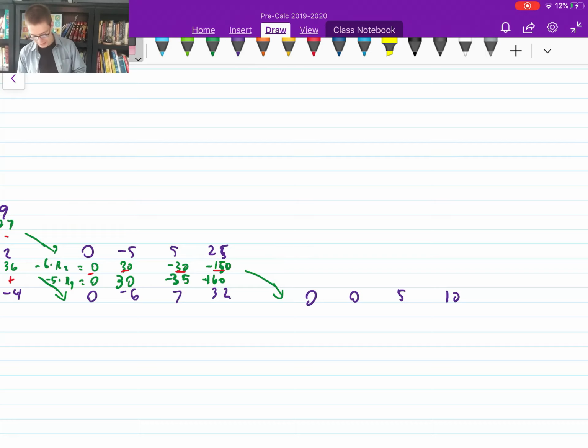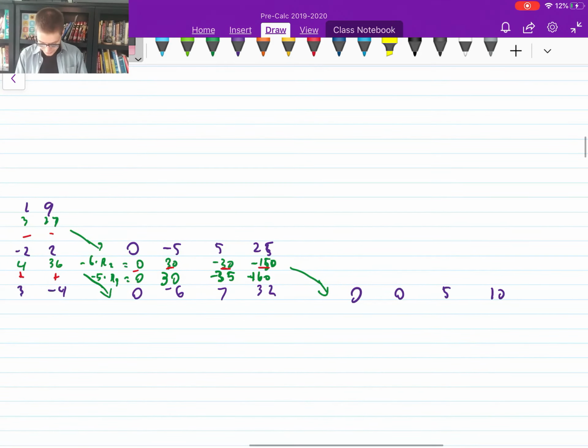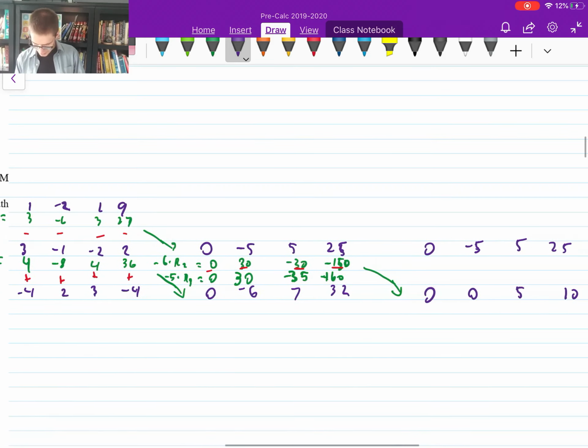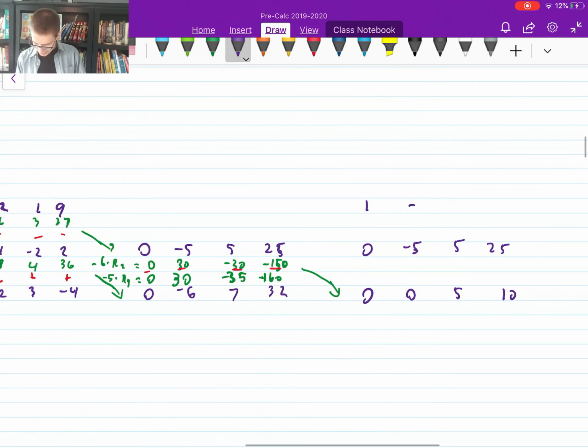We've got this 0, -5, 5, 25. So we're almost in row echelon form using this. We've got everything lined up the way it needs to be. I'll just copy what we have so far over. So 0, -5, 5, 25. It's always a risk to copy things over because I could copy something over wrong, but I want to be clear so you can see what I'm doing. Okay, so now we've got everything lined up.